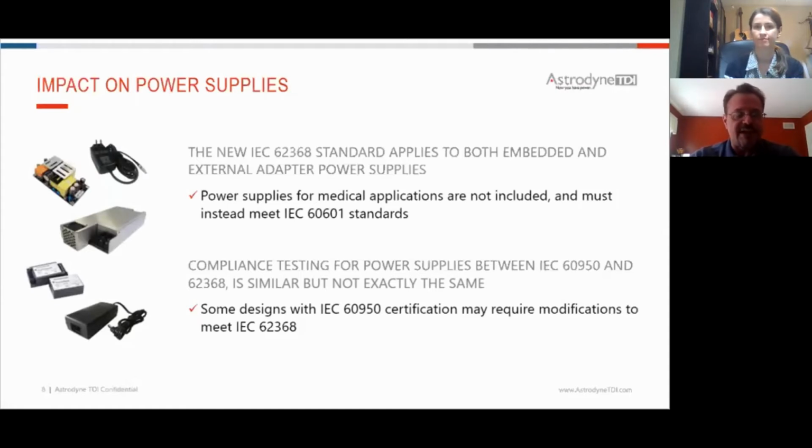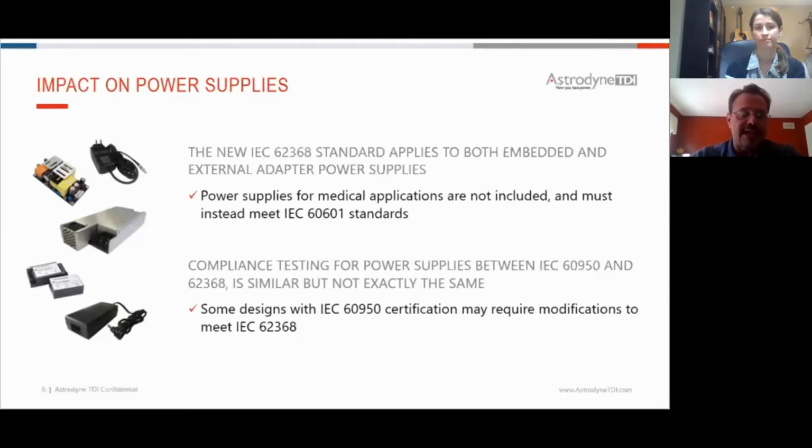Compliance testing is an area where you might start to see some differences also. So between IEC 60950, which is primarily used for non-medical power supplies today, and 62368, the testing is going to be similar but not exactly the same. And it's going to come back to that focus of the philosophy of making sure that you're mitigating risk against hazardous sources of power versus avoiding particular known failure situations.